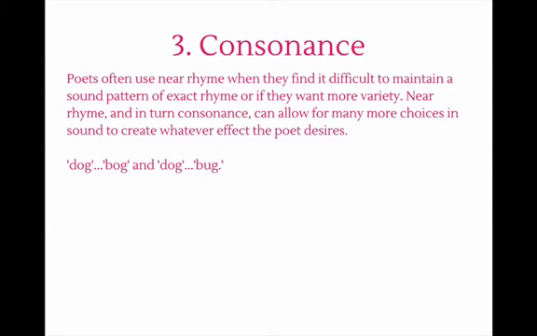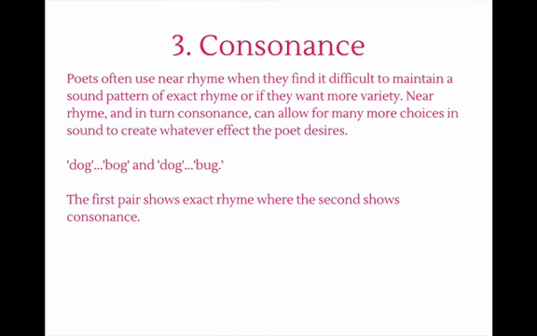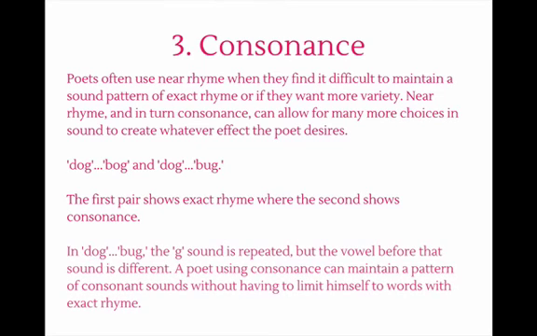So like dog and bog and dog and bug, right? The first pair shows exact rhyme, dog and bog, whereas the second shows consonance, dog and bug. In dog and bug, the G sound is repeated, but the vowel before that sound is different. A poet who uses consonance can maintain a pattern of consonant sounds without having to limit himself to words with exact rhyme. So that G sound still offers the same aesthetic quality, but it doesn't have to be that exact sound of rhyme.